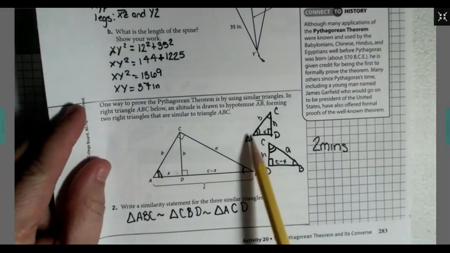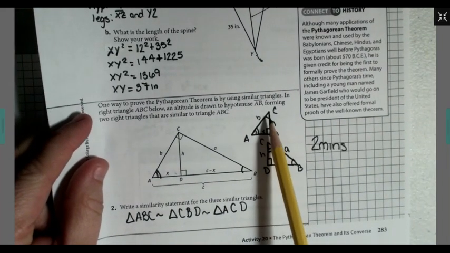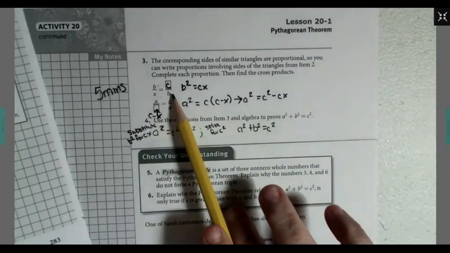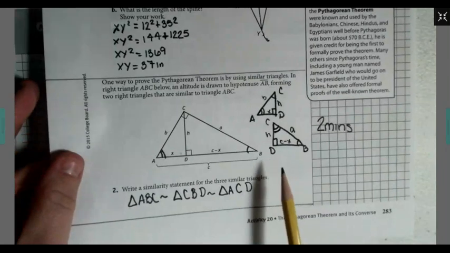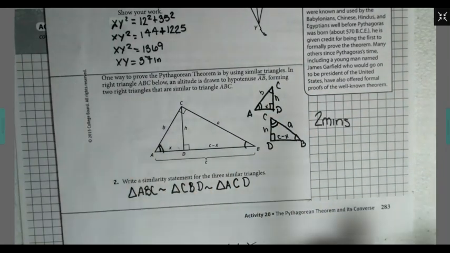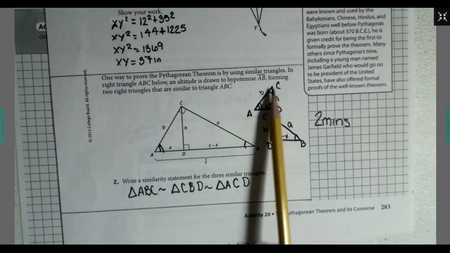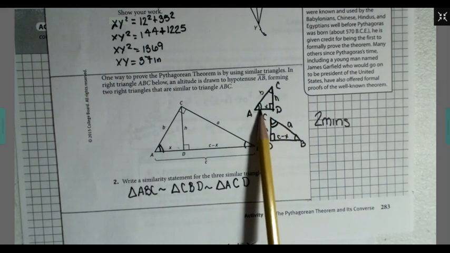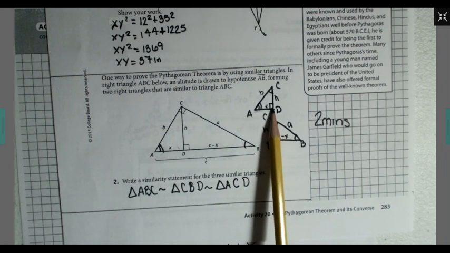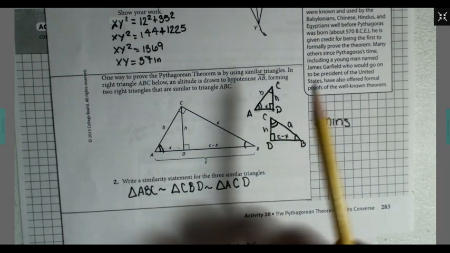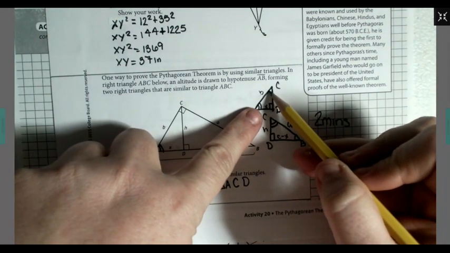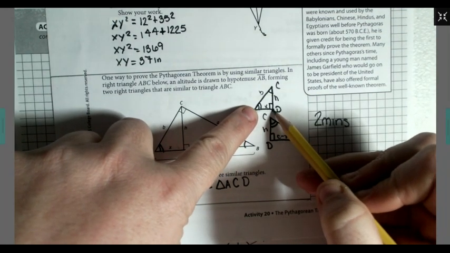Well, b over x is in the smallest of the 3 triangles. And the only other place b is, is in the large triangle. So I said b is the hypotenuse in this case, and x is going from the double marking to the right angle. All right, so I've got hypotenuse over a leg.